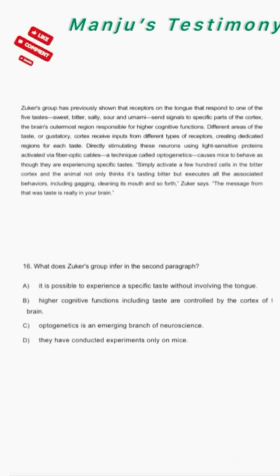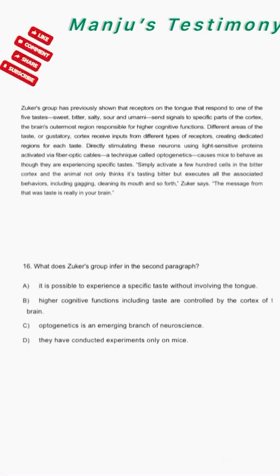So now we could fix option one as the right answer, but we cannot fix it right now because there is an option remaining, option B. Higher cognitive functions including taste are controlled by the cortex of the brain. Here is the relevance of that comma I mentioned before, the comma after cortex. In the option it says that higher cognitive functions including taste are controlled by the cortex of the brain. We came to know that different tastes are controlled by the brain.